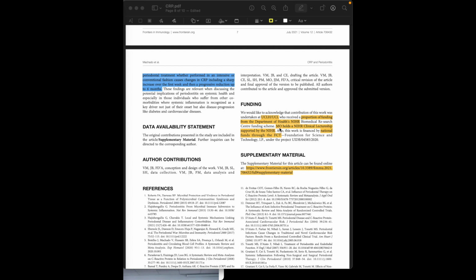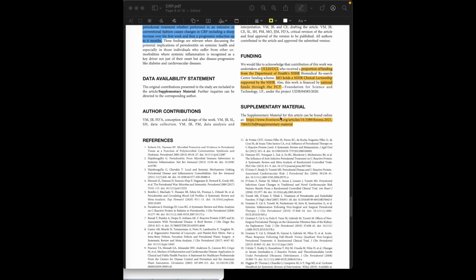I feel like that could be a possible means for bias. I don't know, but because they hold that lectureship supported by NIHR, who funded them, there's a possibility there. It's just I can't prove it. And then national funds were also given through the FCT, which is Foundation for Science and Technology.